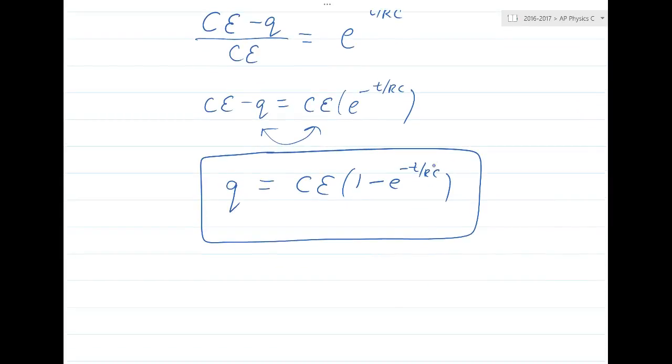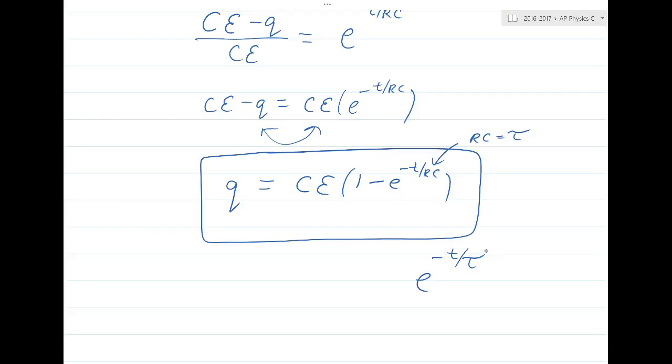Okay, now sometimes you'll see this RC is equal to tau. So sometimes you'll see it as e to the negative t over tau. But with my handwriting, I can never trust that tau to not look like t. So I just leave it as RC.